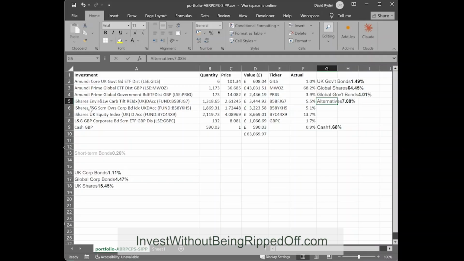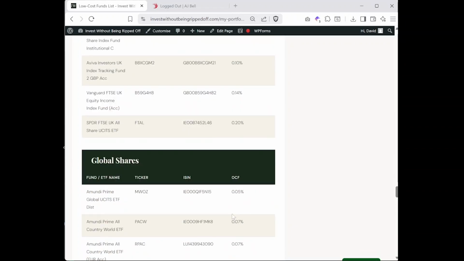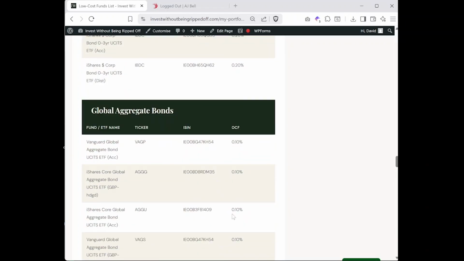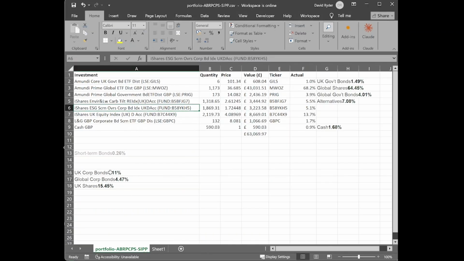Next up, ESG screened corporate bonds. So I think this is UK corporate bonds, so that must be global corporate bonds. B58YKH5, global corporate bonds. And we go over here, global corporate bonds. B5, there it is. B58Y, is that the same one? I think it is. B58, yeah, it is. So global corporate bonds is that one.